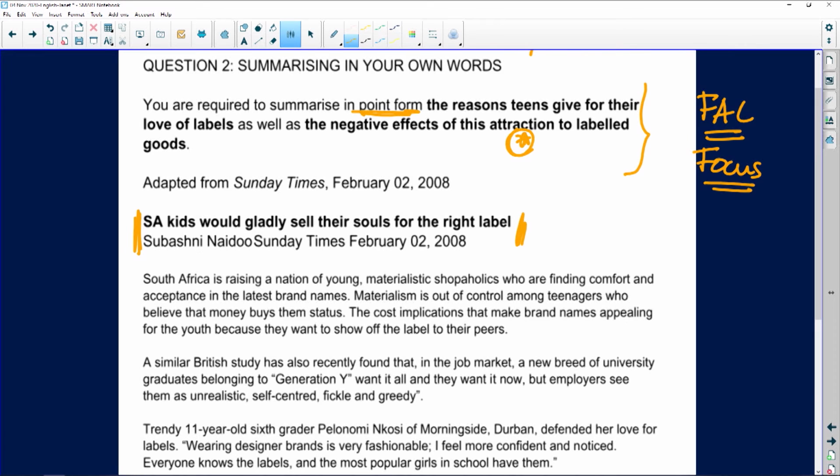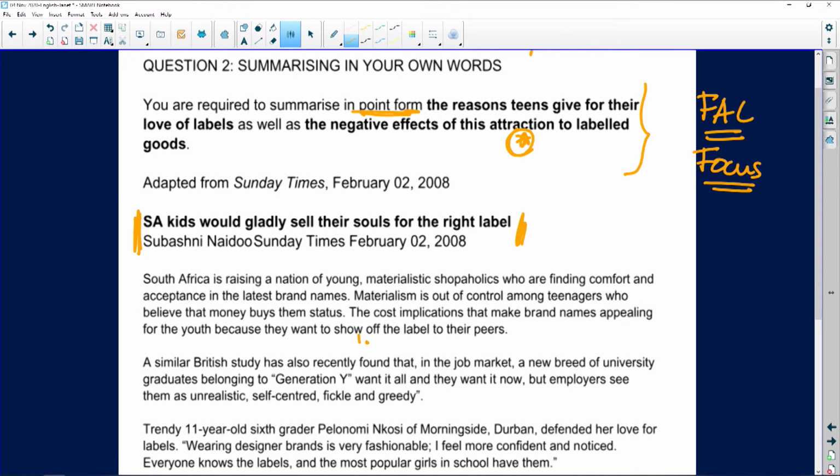So why do teens love labels and what's the negative effect? South Africa is raising a nation of young materialistic shopaholics who are finding comfort and acceptance in the latest brand names. Materialism is out of control among teenagers who believe that money buys them status. The cost implications that make brand names appealing for the youth because they want to show off the label to their peers. Okay, why do they love labels? 1, they want to show off. What are the negative effects?